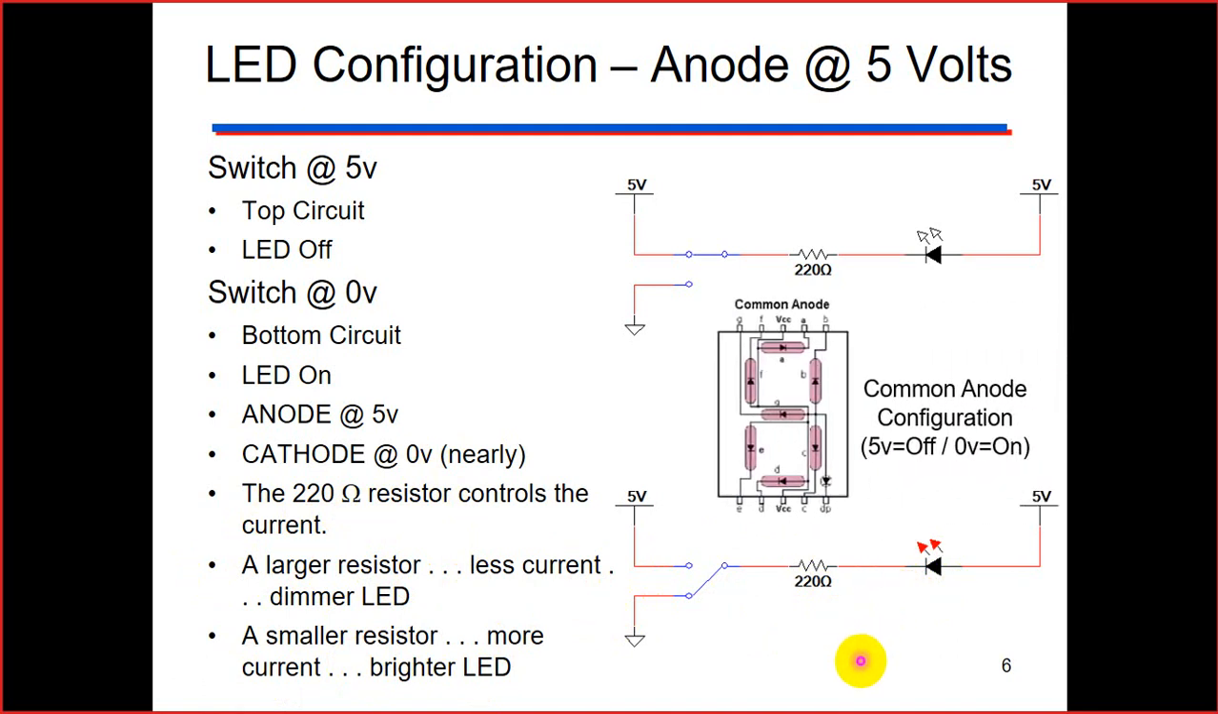So look at over here. This is the common anode configuration. 5 volt makes it off, 0 volt makes it on.